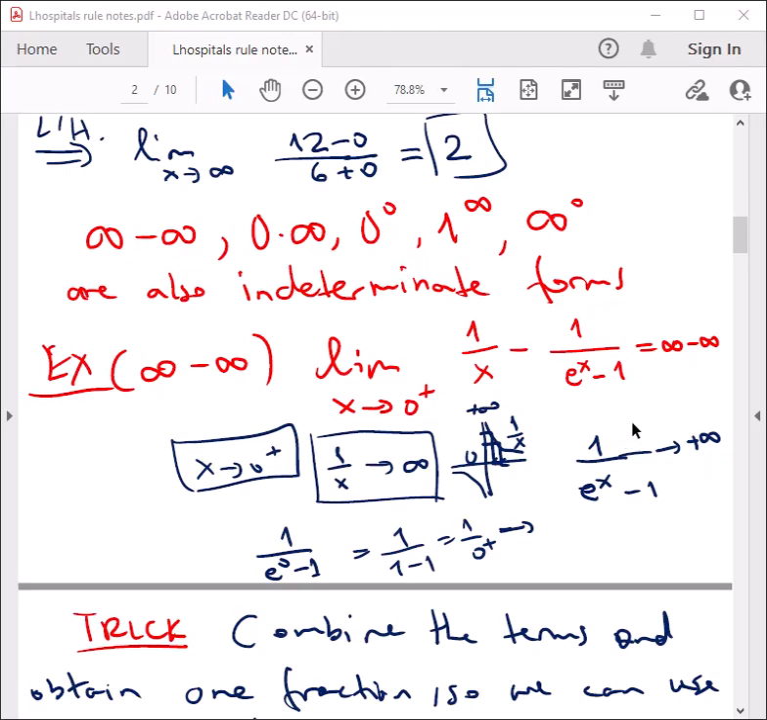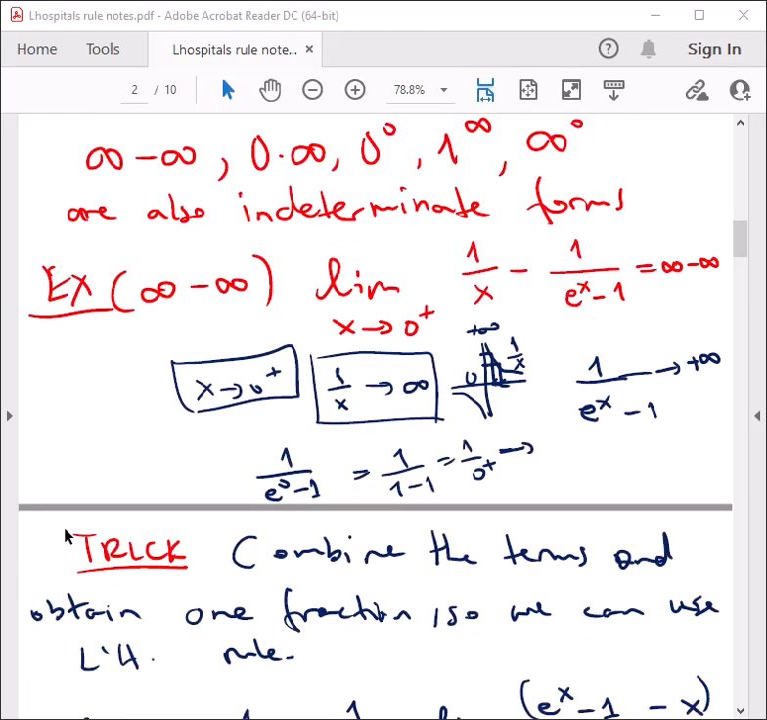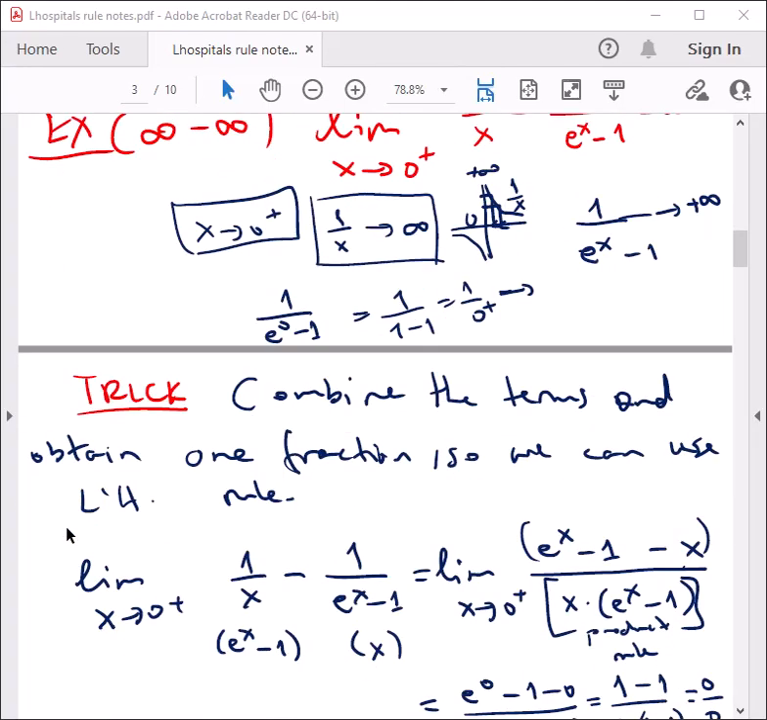1 minus 1 will go to 0, but positively very small. So 1 over positively very small will get infinity. So we have an infinity minus infinity. So what are we going to do? We are just going to combine the terms by making the denominators equal. That's the trick here.